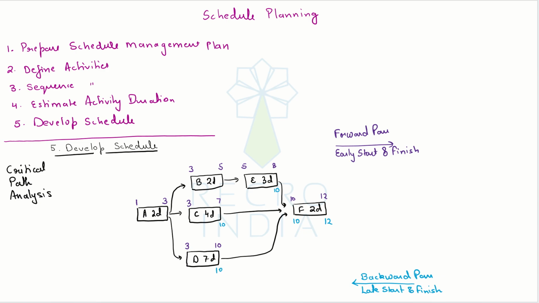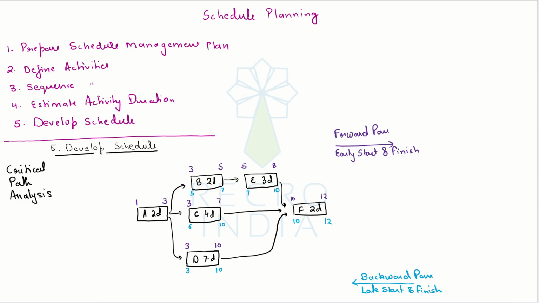Now in order to finish on 10th, E needs to start on 10 minus 3, that is 7. And C needs to start on 10 minus 4, 6. D needs to start on 10 minus 7, third. Now, B is the predecessor for E, and E wants to start on 7th. So B needs to finish on 7th, and to finish on 7th, it should have started by 5th. Now, A is the predecessor for B, C, and D.